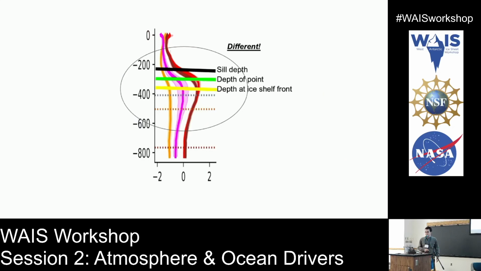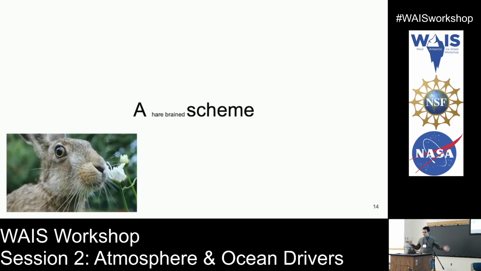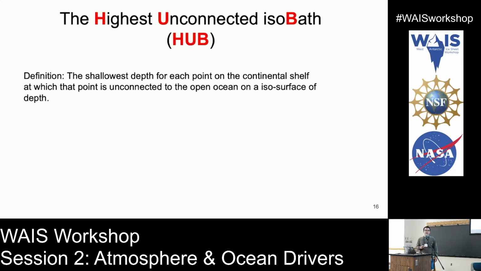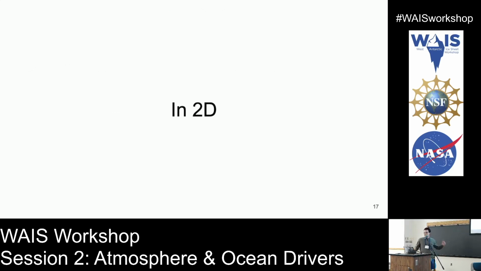And so we wanted to do better. And so we came up with this new thing that we call the highest unconnected isobath. The highest unconnected isobath is the shallowest depth for each point on the continental shelf at which that point is unconnected to the open ocean on an isosurface of depth, which is a really hard to understand definition. So I'm going to talk it through in 2D.